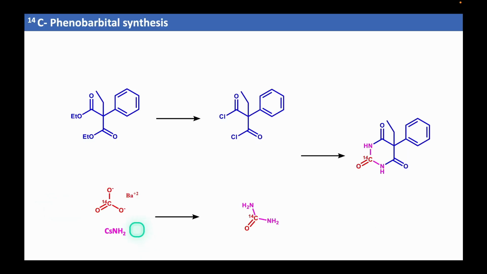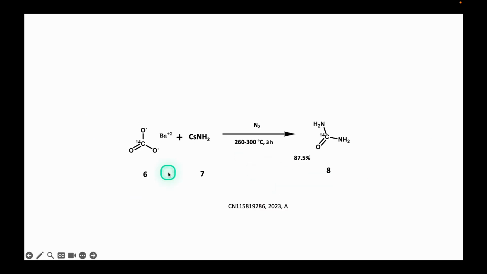Labeled phenobarbital with carbon-14. Starting from labeled barium carbonate with cesium amide, labeled urea is obtained, which is then reacted with substituted malonyl dichloride. Through condensation reactions, labeled phenobarbital with carbon-14 is produced. The reaction between the labeled barium carbonate and cesium amide results in the urea labeled with carbon-14.